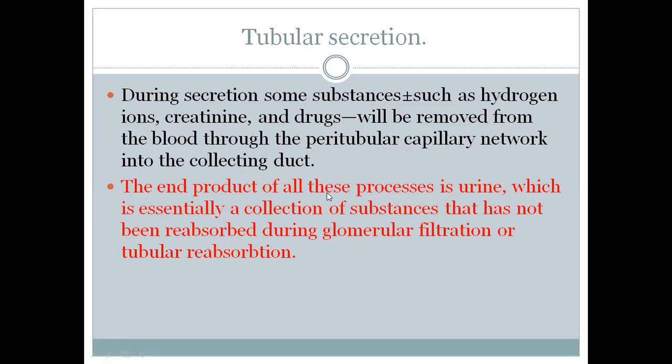That means the blood supply from that area is going to directly secrete these ions and drugs into the collecting duct. The end product of all these processes is urine, which is essentially a collection of substances that has not been reabsorbed during glomerular filtration or tubular secretion. Once more, the end product of all these processes is urine. All these processes: glomerular filtration, selective reabsorption, tubular secretion. In the end, what do we get? We get urine, which is essentially a collection of substances that has not been reabsorbed.